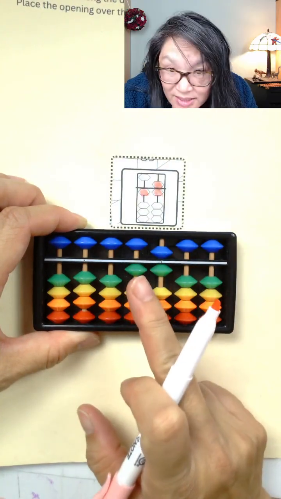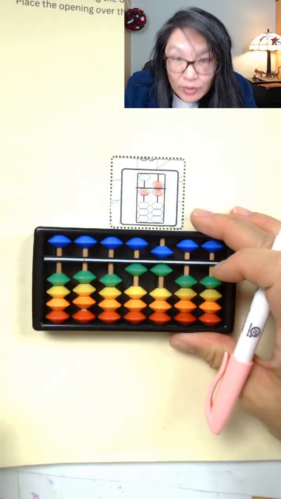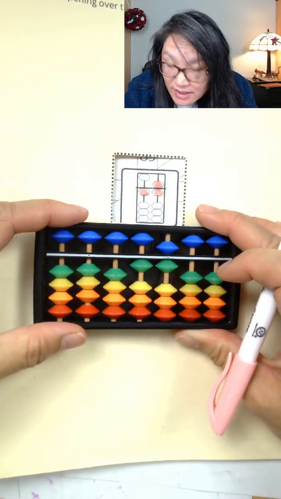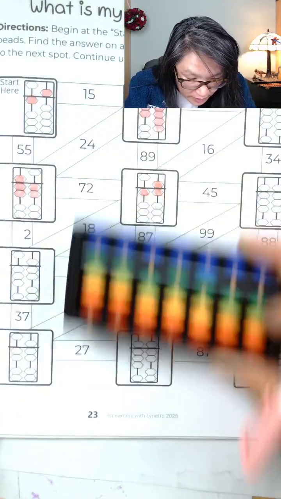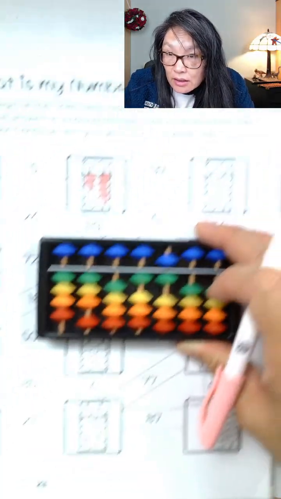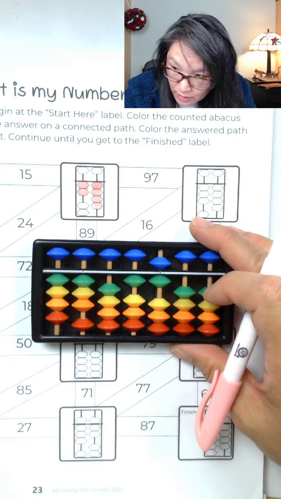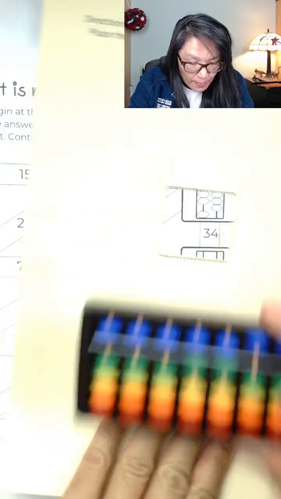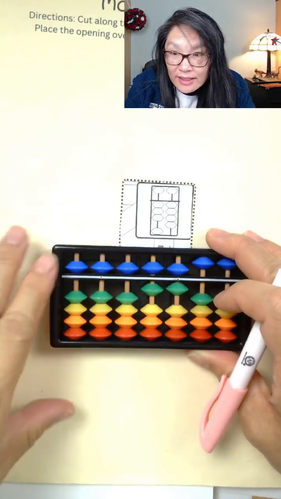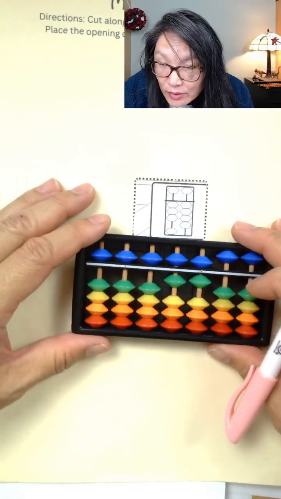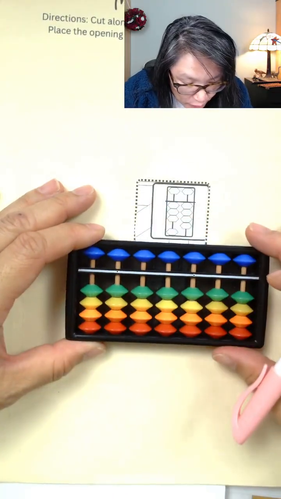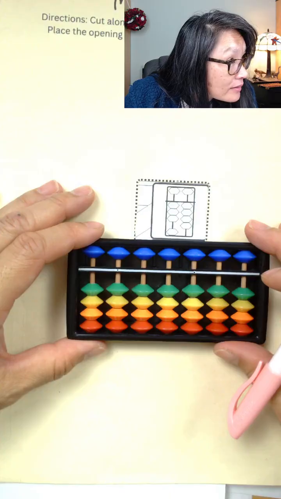My number is 16. Hello everybody, welcome. So I have 16 on my abacus, and I have to find 16 in my book. Thank you so much for the likes. What we're doing is a puzzle, looking at how to read the abacus. Let me know if you have any questions.